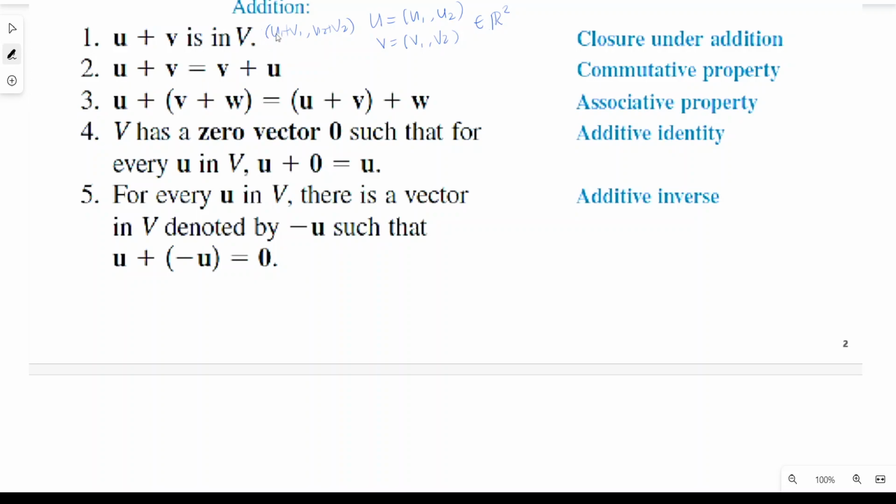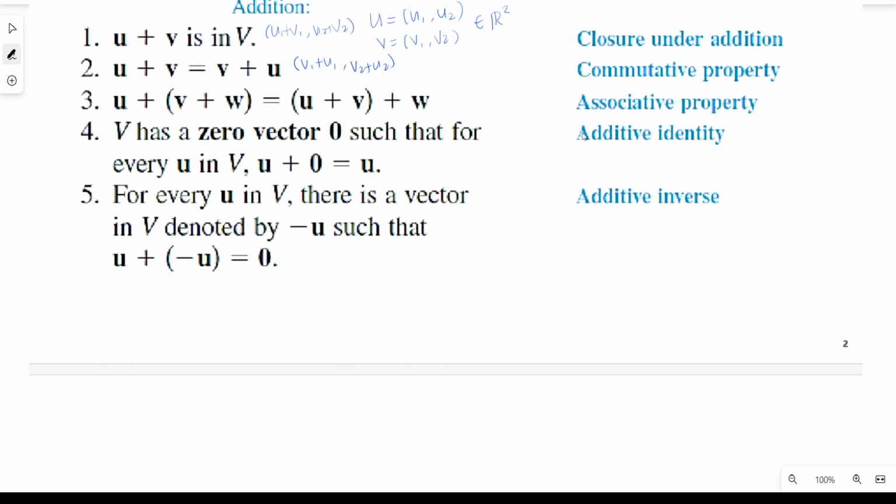And this we can commute, that is, V1 plus U1 and V2 plus U2, since V1, U1, V2, and U2 are elements of R, and addition is commutative with respect to the set R, so that we have U plus V is just the same as V plus U.